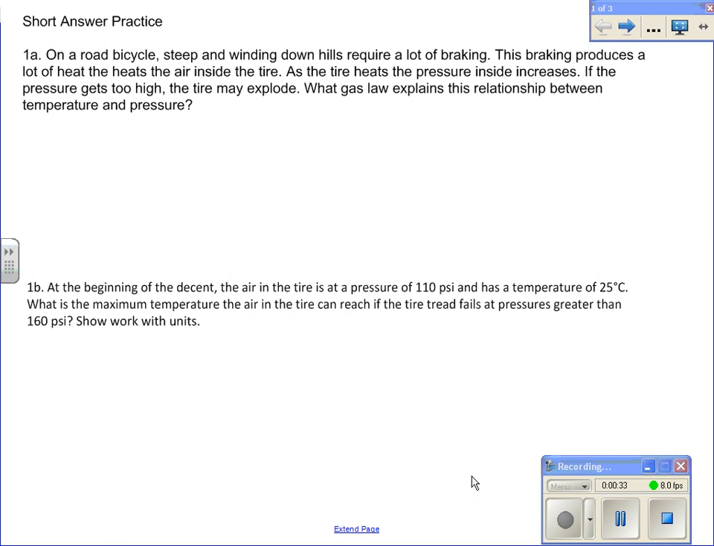So if you think about a tire, whether it's a bike or a car, the volume doesn't change very much, so that's constant. So we're looking at the relationship between pressure and temperature. And if we remember back from our gas laws, that's Gay-Lussac's law, right? So we would use this relationship to solve this problem.